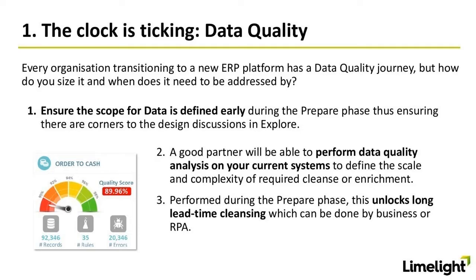First thing to do is to make sure that the scope for data is defined very early in the program. So you want to make sure in the prepare phase, which is before design, that you have a very clear definition of what the different objects are that are going to be in scope for the program. You then want to start to get some analysis on the quality of what is required in your current systems, so that you can start to define the scale and the complexity of how much you need to cleanse or enrich that data. And you need to do that again before design, so it needs to be done in the prepare phase, so that you start to unlock these long lead time cleansing activities.